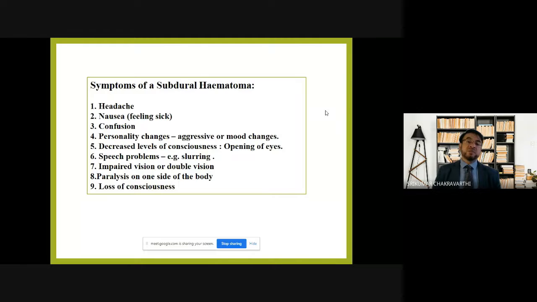So what are the symptoms of a subdural hematoma? The patients manifest with headache. Again, all these are because of pressure symptoms. Nausea, confusion, personality changes. And as his consciousness reduces, he is unable to open his eyes. His speech gets slurred. And pressure on the optic nerves will cause impaired vision. And pressure on the internal capsule or any part of the inner part of the brain, the corpus striatum, the genu, all that will cause paralysis of one side of the body.